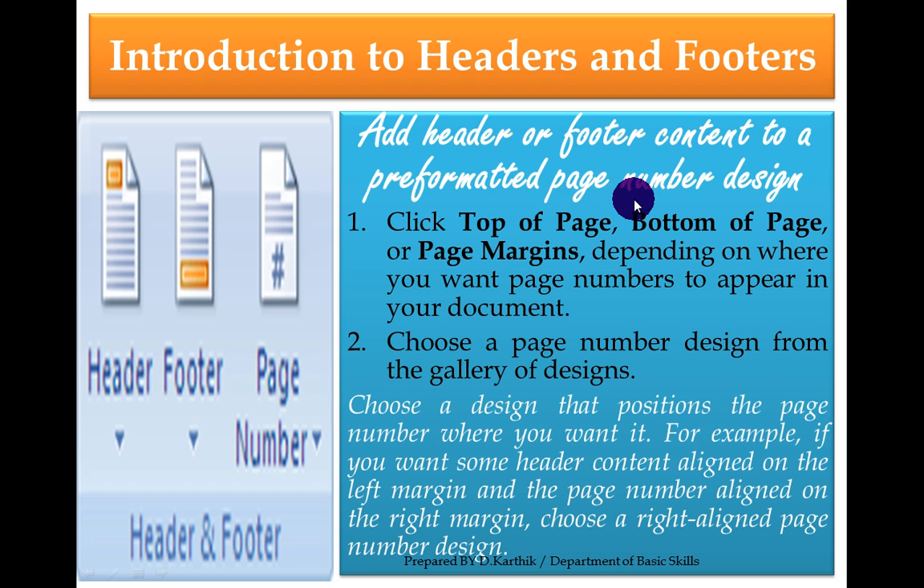Add header or footer content to pre-formatted page number design. Click top of the page, bottom of the page, or page margin, depending on where you want the page number to appear in your document. Second, choose a page number design from the gallery of designs. Note, choose a design that positions the page number where you want it. For example, if you want some header content aligned to the left margin and the page number aligned to the right margin, choose the right alignment and page margin.